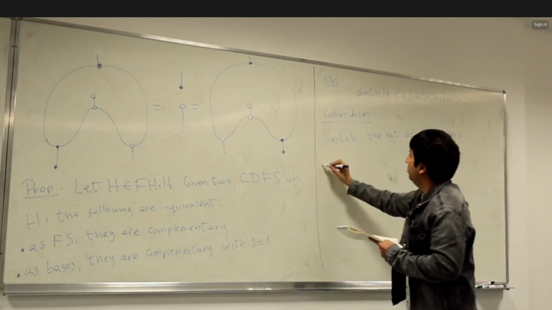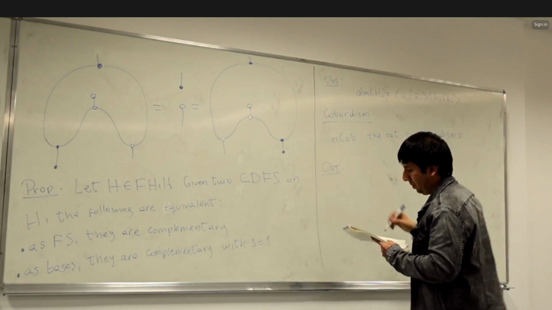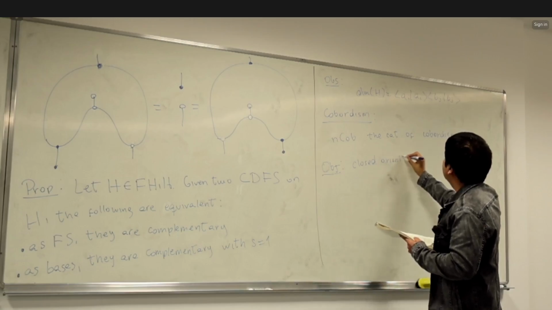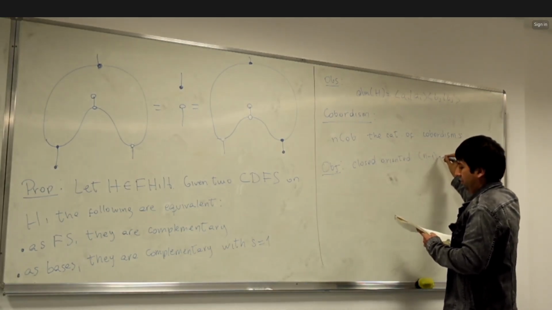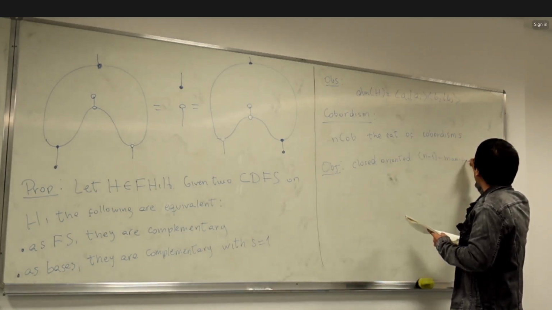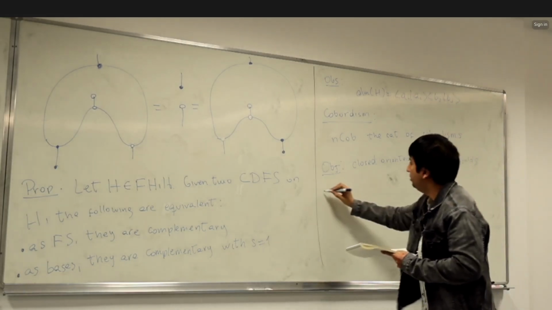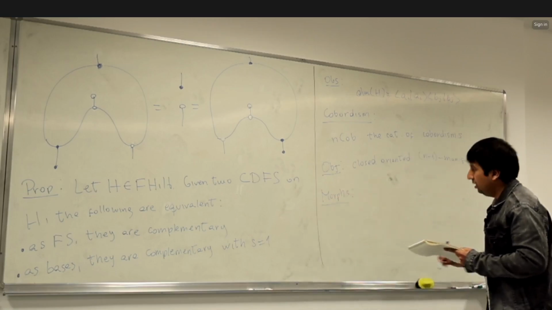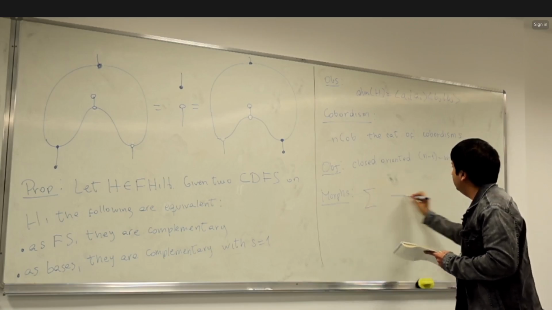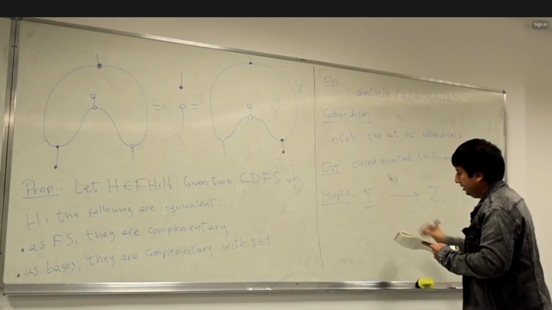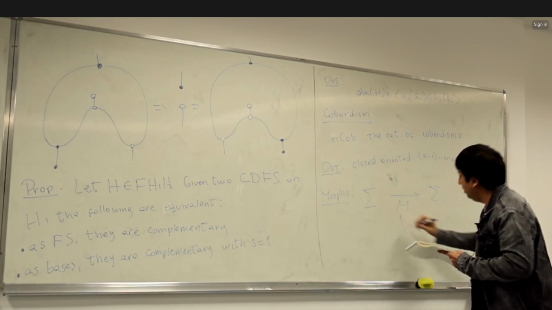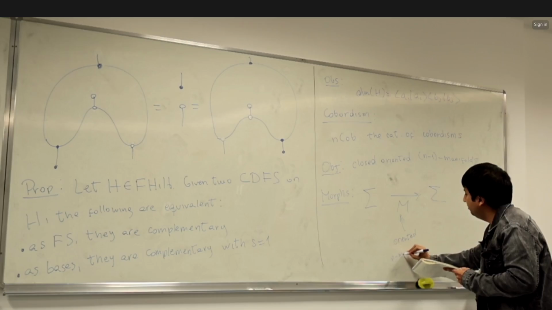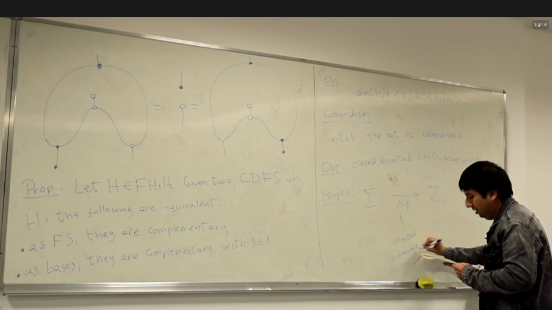Cobordisms. Which are the objects? The closed, oriented (n-1)-manifolds, and morphisms are given by these manifolds M, where M is an oriented n-manifold with boundary.